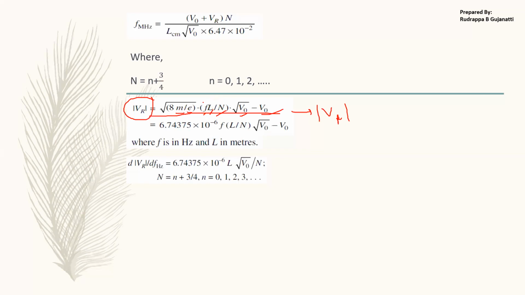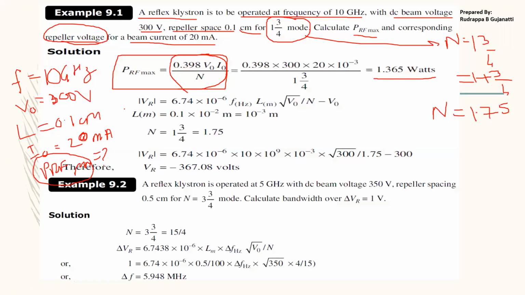And here when you're utilizing this equation, F is in hertz, that is what is specified, and length is in meters. So it is in its standard SI units, and you're not converting it into kilohertz or anything. So F should be in hertz, L should be in meters. So refer to this equation and obtain the magnitude of repeller voltage. When we estimate it, we get the magnitude around 367.